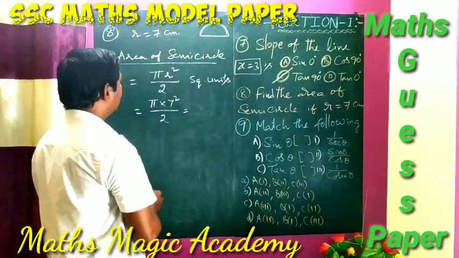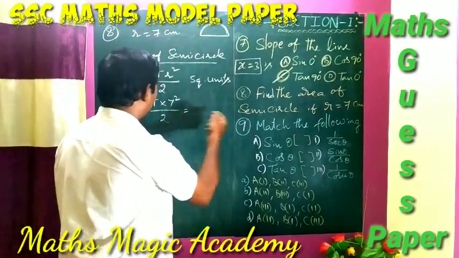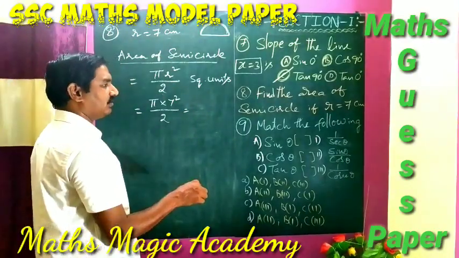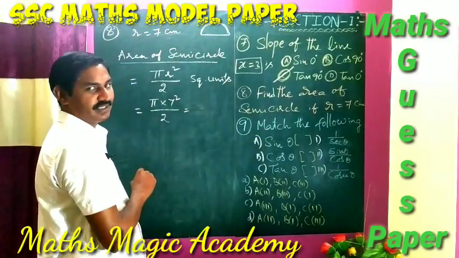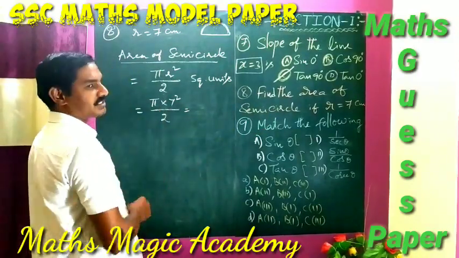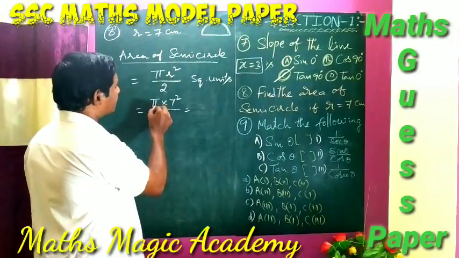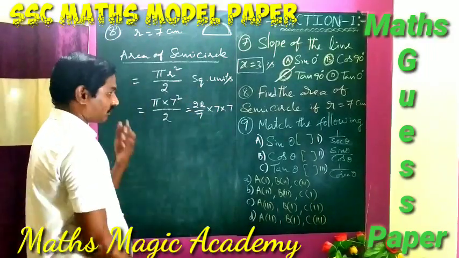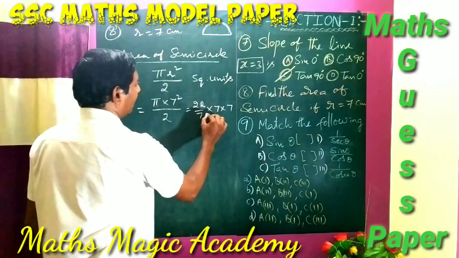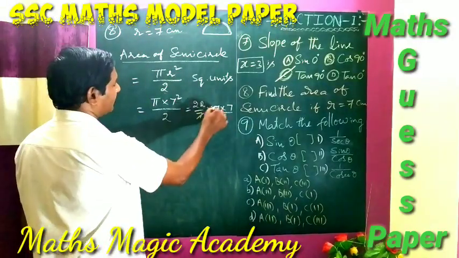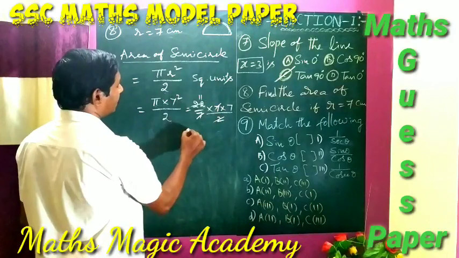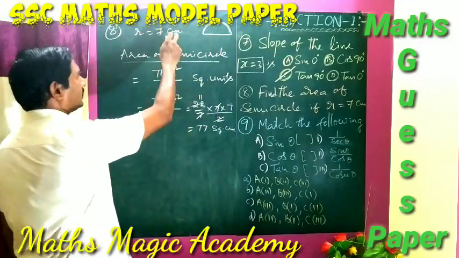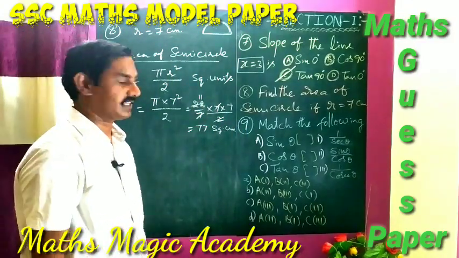Sometimes they may give pi equals 22 by 7 or pi equals 3.14. If they give the value, then you have to apply the same value only. If they do not give it, as per your convenience, you can use either. Now here, for my convenience, I am writing pi as 22 by 7 into 7 into 7 by 2, because 7 square is 7 into 7. So now 7 is getting cancelled, and 2 elevens are 22, so 11 sevens is 77 square centimeters. Because the measurement is given in centimeters, like that we can find the area of a semicircle.